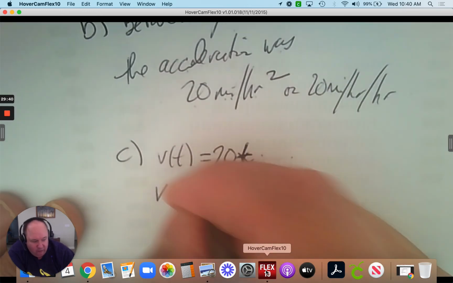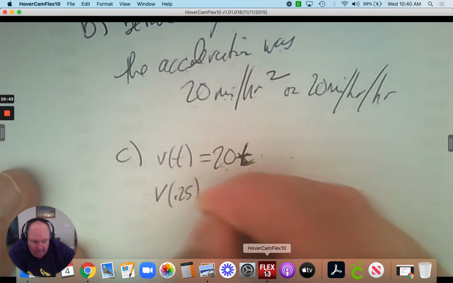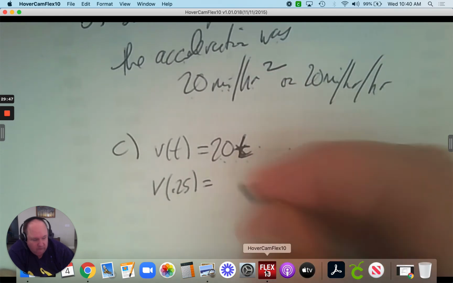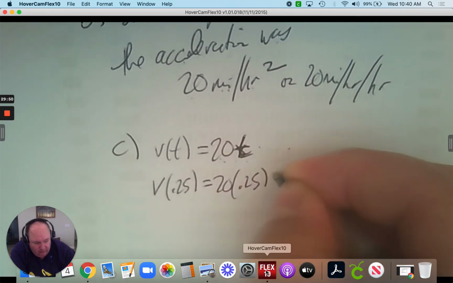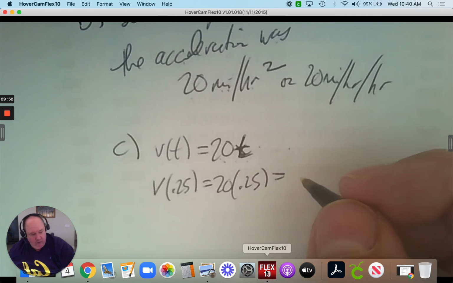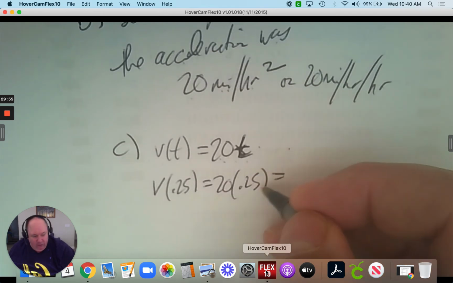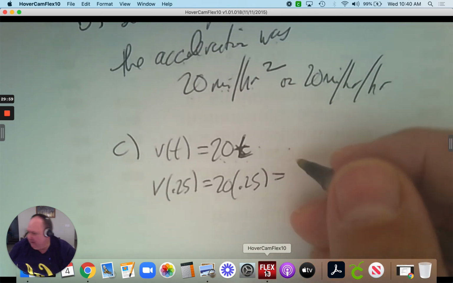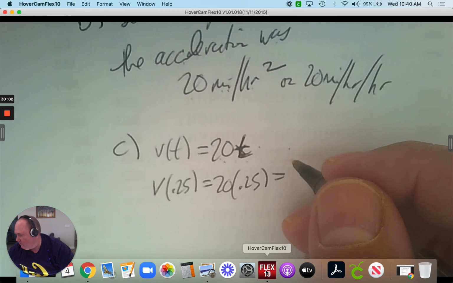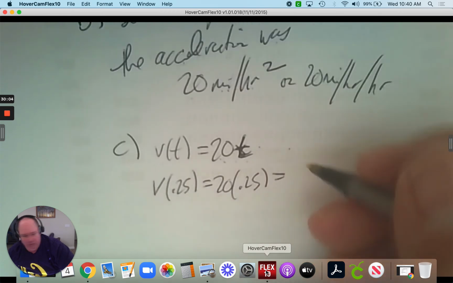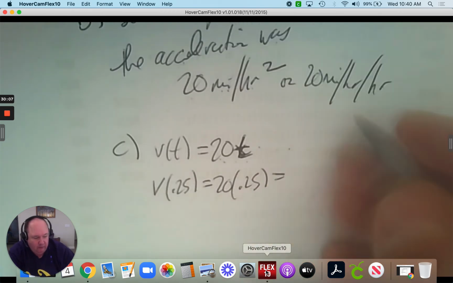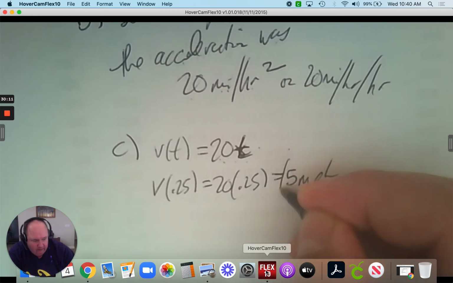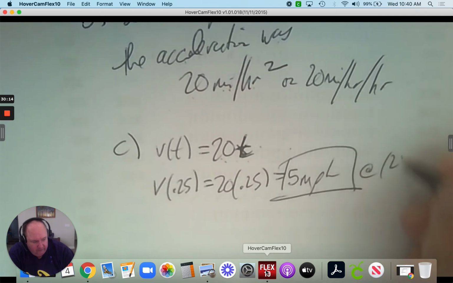And then at 12:15, we got to plug in what that means. So that's a quarter of an hour. So 20 times 0.25, 2 times 25, that's just, what is that? That's just 5. Double 25, that's just 5. So the answer is 5 miles per hour at 12:15.